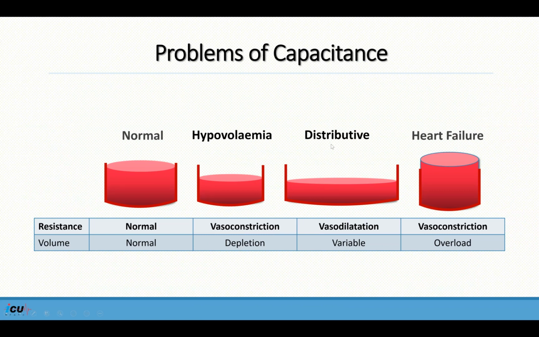In distributive shock, there's vasodilatation. The same amount of volume of the blood is now distributed in a larger capacitance, and this may decrease the preload on the right heart. So the volume is actually variable depending on the etiology of this too. And then in cardiogenic shock, you can see that the vessel is constricted. So you have vasoconstriction and the volume is increased, giving you a volume overload and a vasoconstrictive shock with a high SVR state.